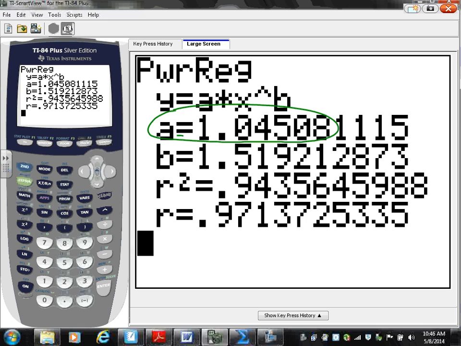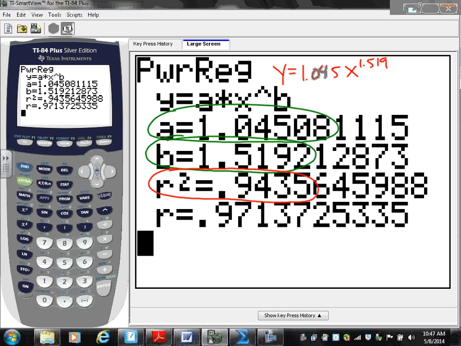value. Notice here that our R squared value is just 0.94, where with the exponential, the R squared value was 0.99. So this R squared value is not as close to 1 as the exponential is. So that means the exponential function is going to be a much better fit with our data. So I'm going to go ahead and write out my function here. Y equals, again, 1.045. I think that's enough decimal places to graph, times x to the 1.519. So again, I would contend that because this R squared value is not as close to 1, right, it's 0.94, it's not as good of a fit.